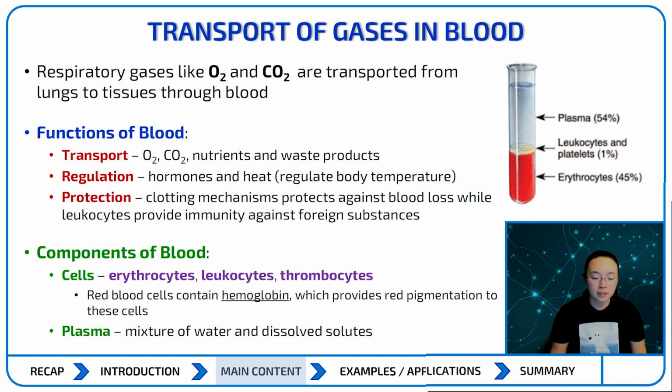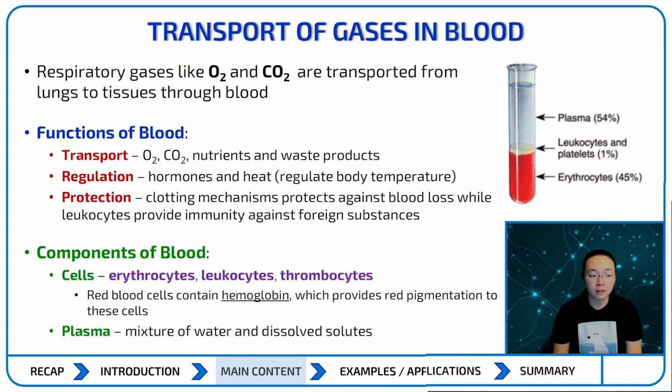Now, the last part is something that comes from transport as well, because you have your blood and you're able to transport hormones and other types of small molecules. It also helps regulate heat and body temperature. So that's pretty much it for the functions of blood. Just remember what it can do in terms of transport, regulation, and protection.